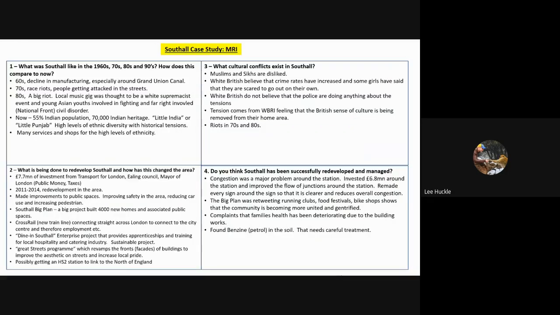Now here, I'm not going to spend this. This would take me half an hour to go through because I'd have to explain each of the points here, which is absolutely fine. But this is just for revision purposes. Pause the screen because this is a nice summary of what has gone on in Southall with regards to those four categories of question.